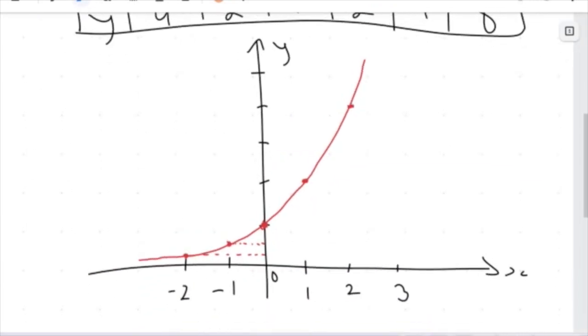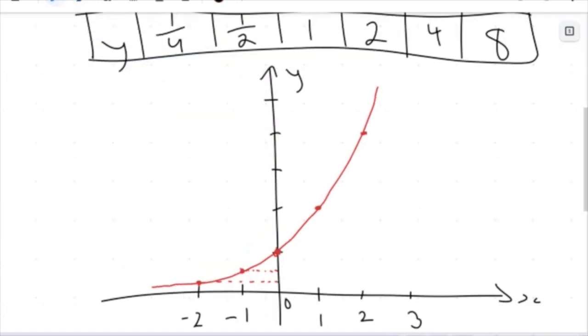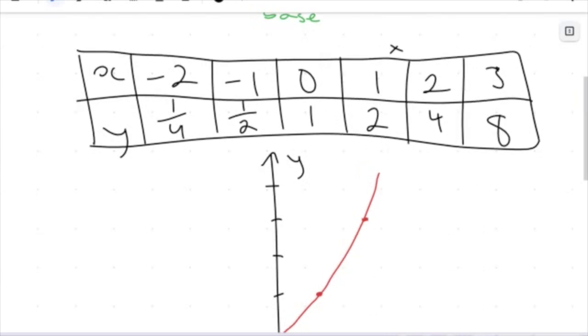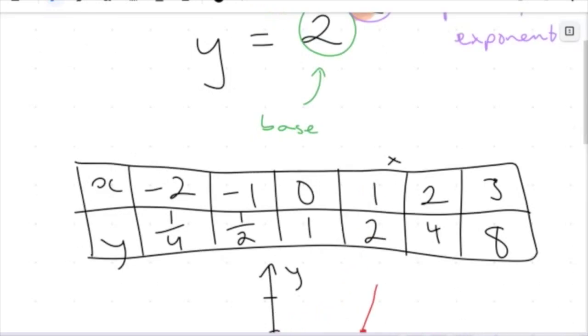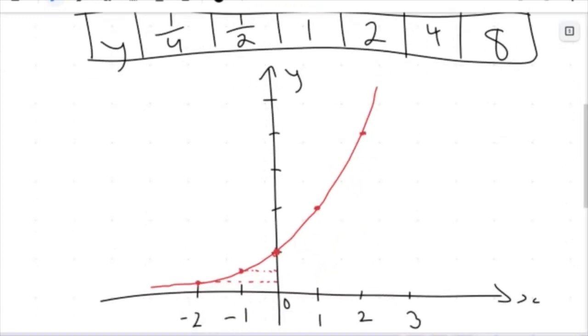Because think about it, the next thing is going to be 8, so when x is 3, y is going to be 8, so that's going to be way up here, we said. And when x is 4, y is going to be 16, so that's even higher. So these exponential graphs, they shoot up quite quickly.